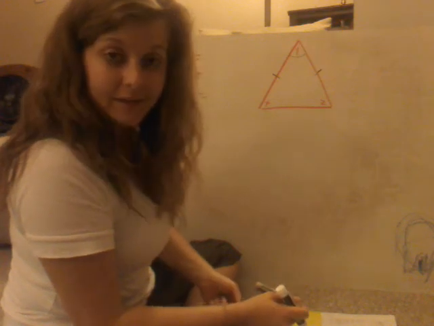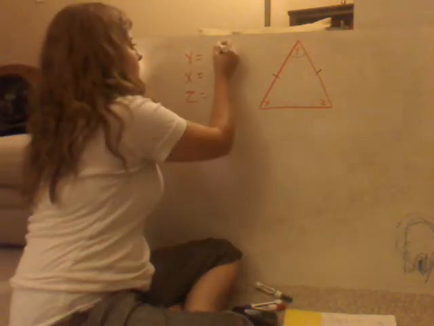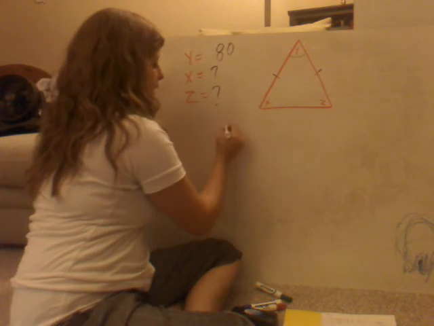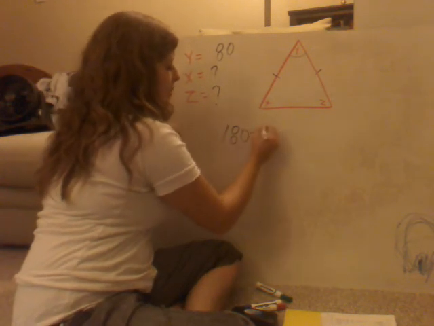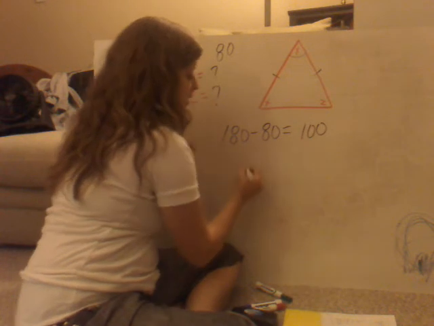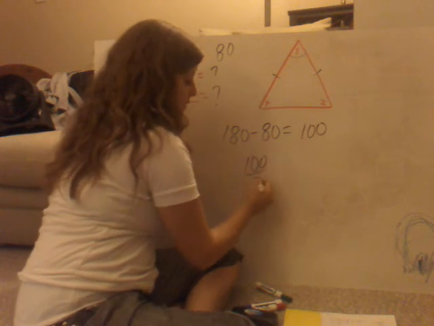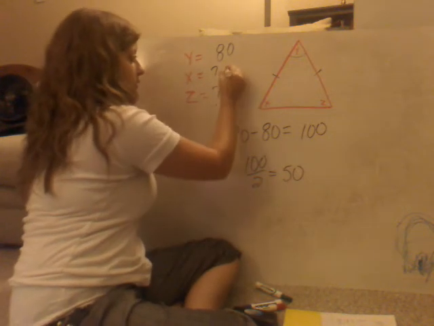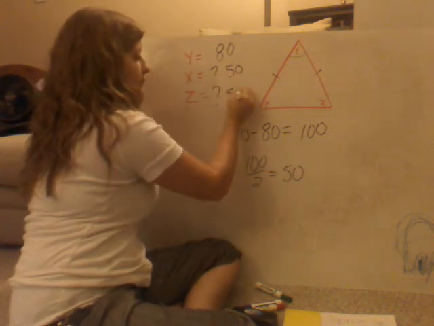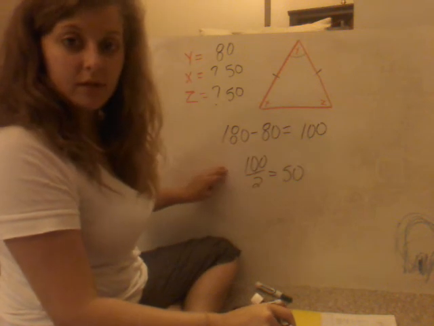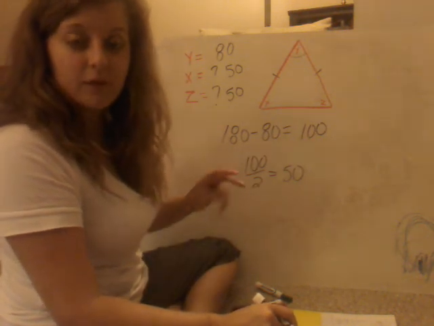Number 17, y is 80. I want you to find x and find z. I take 180 minus 80 is equal to 100. 100 divided by 2 is equal to 50. Both angles are 50. So I take what's left after what's given to me and divide that by 2 because I have 2 angles left.